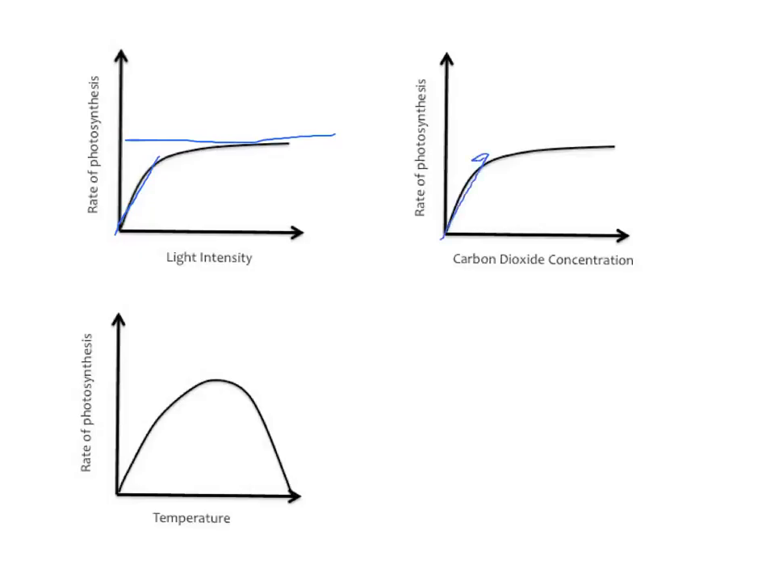You add more and more carbon dioxide, rate of photosynthesis goes up, but eventually you get to a point where only so much carbon dioxide can get in the bottom part of the leaves, or those stomata that are in the bottom of the leaves.